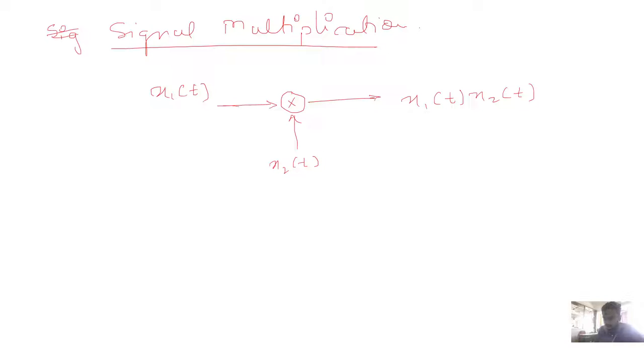So how will it look? Suppose I have two signals. First signal is, let me just go to the next page so that it will be easier for me to draw. So this is, say, one signal. This is amplitude one, and this is amplitude two. It will look something like this. So this is 1, 2 seconds, and this is 3 seconds.